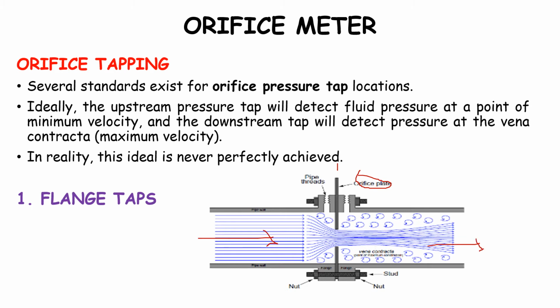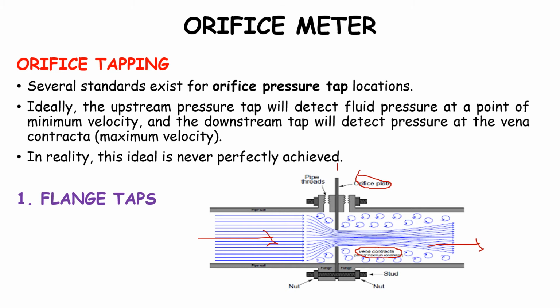What we mean by the vena contracta, specified here, is that when a plate is inserted into your pipe, the flow size changes, and the minimum size formed by the flow is called your vena contracta. And here again you have nuts to fix the plate, pipe threads, orifice plates and stud tube.